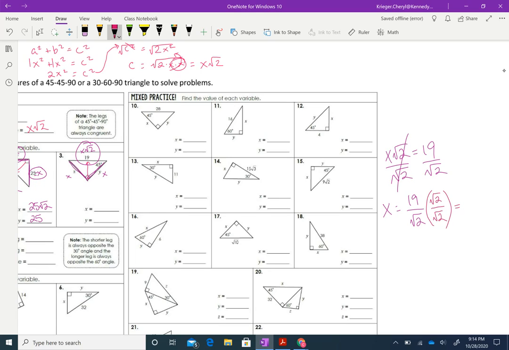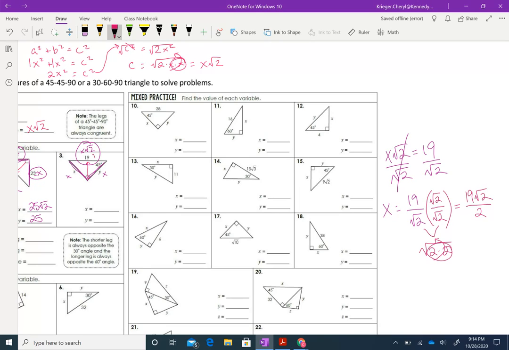Okay, so 19 times the square root of 2, my numerator, is 19 root 2. And then the square root of 2 times the square root of 2 is the same thing as square root of 2 times 2, right? And we have 2 of the same factor, so it comes out of the square root, so over 2. So my hypotenuse, guys, is 19 square root of 2 over 2.